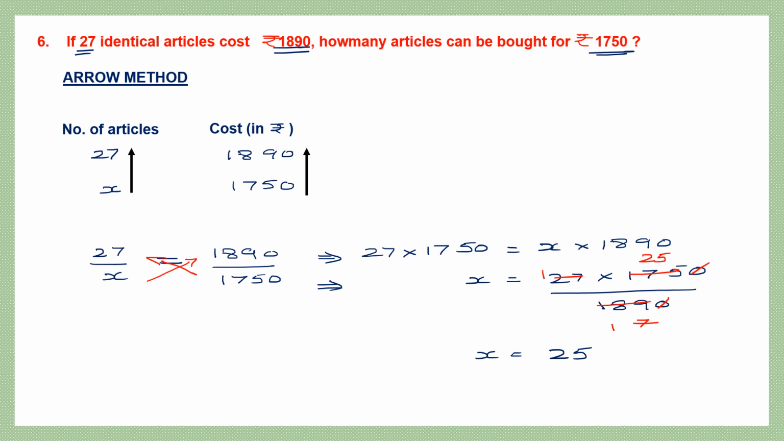And what is x here? x is the number of articles. So we can say 25 articles. So when we reduce the amount, can you see the number of articles also has reduced. So this is our answer.